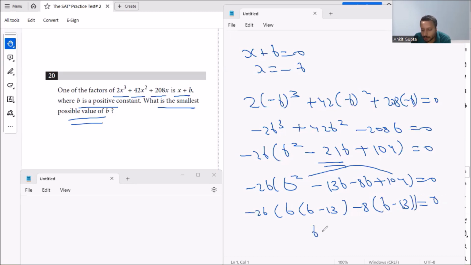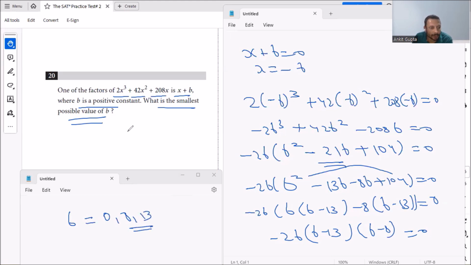Now both of these values will be positive actually, b minus 13 and b minus 8 and minus 2b, right? So the possible values of b are, b can be 0, 8 or 13. Since they are asking the smallest possible value and b is a positive constant, that means the value of b will be 8.